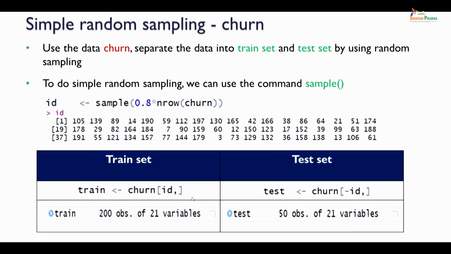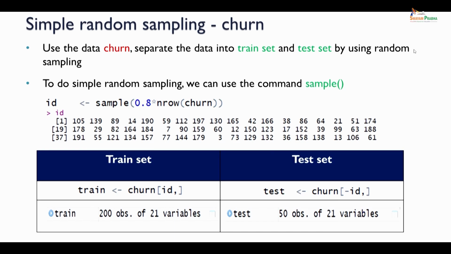How are we going to get the test set? In the same churn data, I do not need all those values which are in the ID, so that it will just have 50 observations, right. So when you add 200 and 50, you will get the original data. Your 80% data will be in your train set and your 20% of your data will be in the test set. By just giving the minus sign to it, I am excluding those observations from the ID and taking the rest of the observations, that is the 50 observations.